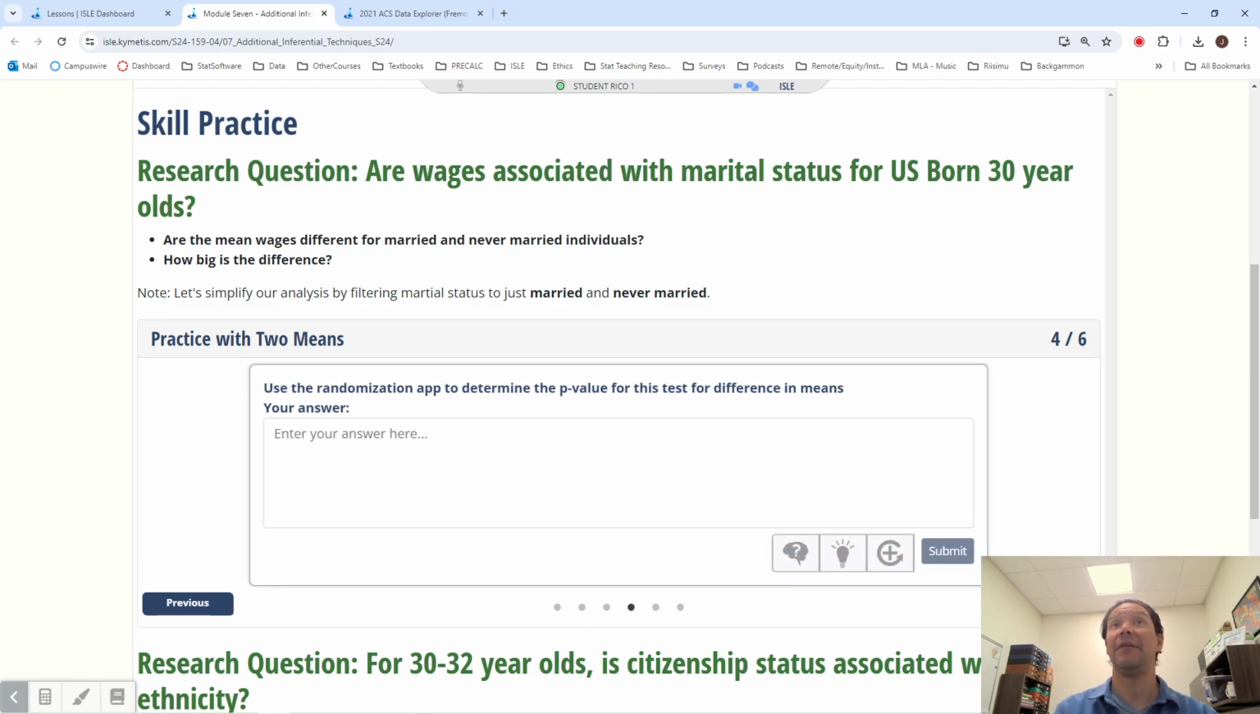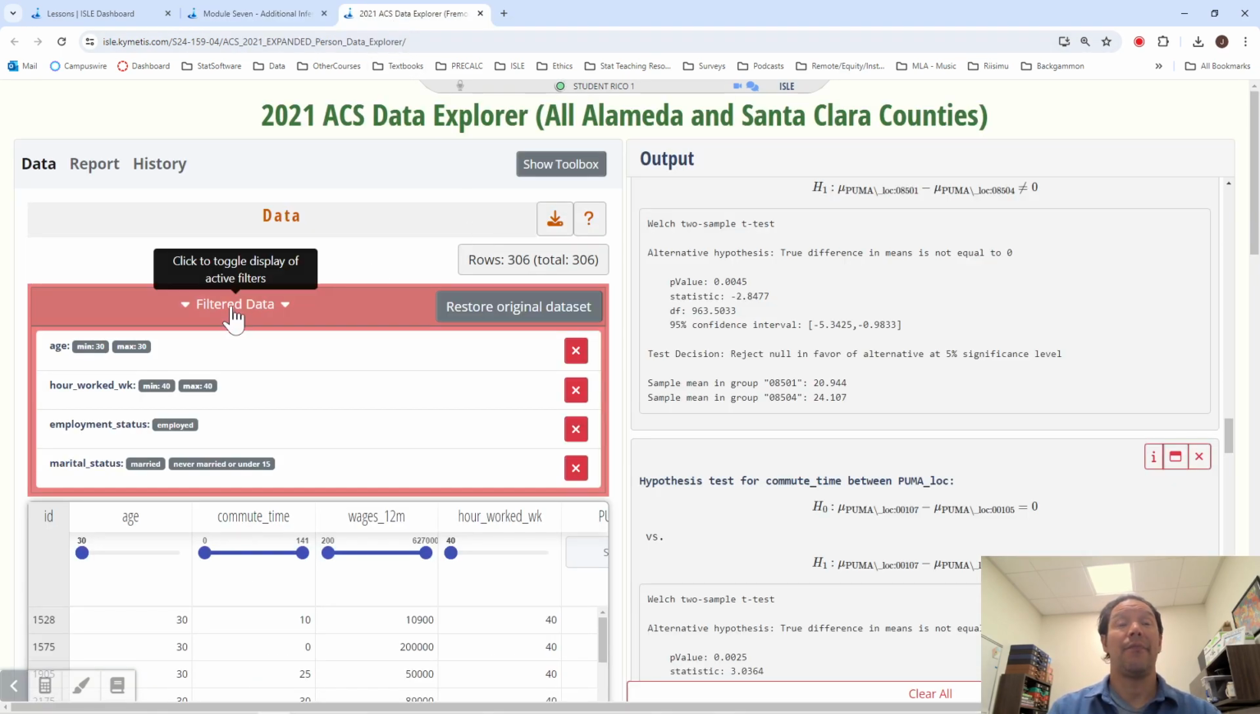Randomization app to do the p-value. So let's do the randomization app to get the p-value. I already did the filtering. I'm going to look at 30-year-olds. I kind of changed a couple things. I wanted to look at just people who are working 40 hours a week and employed. I don't know if it said that for sure here.